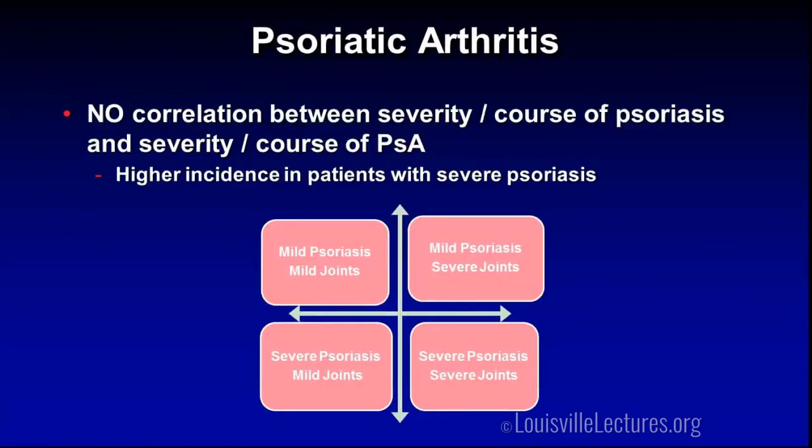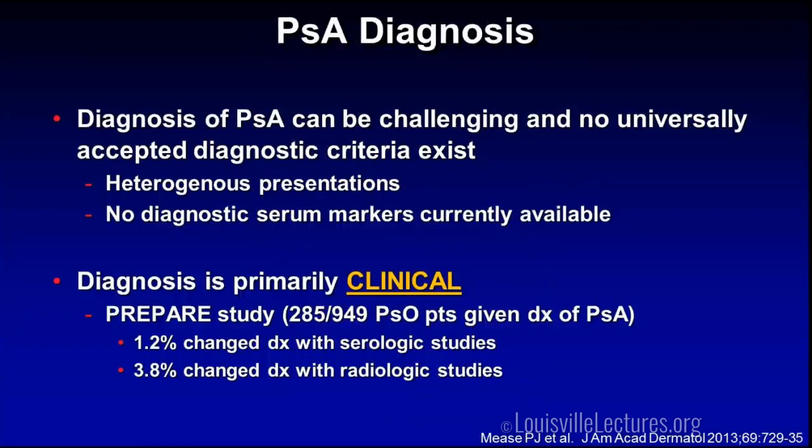Additionally, it's important that we recognize that any patient with psoriasis can develop significant joint disease. There's no real correlation between the severity and course of the psoriasis and the severity, of course, of psoriatic arthritis. There does seem to be a higher incidence of psoriatic arthritis with more severe psoriasis, but patients with mild psoriasis can develop severe disabling joint disease. So we have to really ask all of our patients about it.